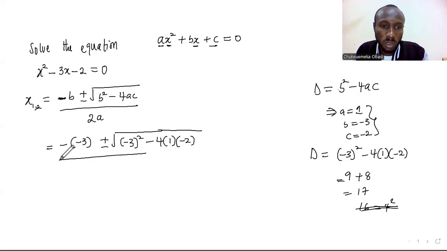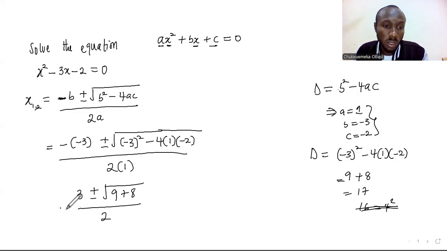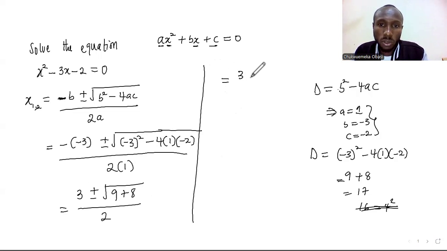Remember, all of that was divided by 2 times a, which is 2 times 1 because a is 1. Now, negative 3 is going to give me positive 3, plus or minus negative 3 squared, which is 9. Then minus 4 times minus will give me plus 8, right? All divided by 2 times 1, which is 2. And back to this side, we have 3 plus or minus square root of 17 all over 2.